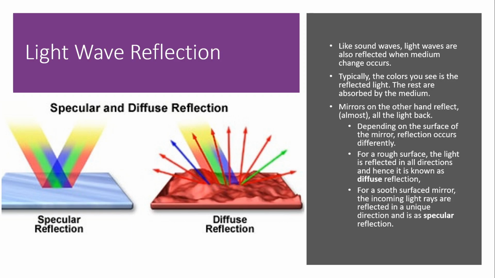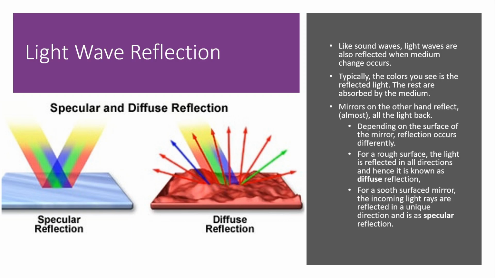Light wave reflection is going to occur through mirrors, and there are 2 types of mirrors that we're just going to discuss briefly. Either you're going to have a very rough surfaced mirror, or a very smooth surface mirror. Where we use a rough surface mirror, the light waves are going to come in and bounce off everywhere, and that's known as a diffuse reflection.